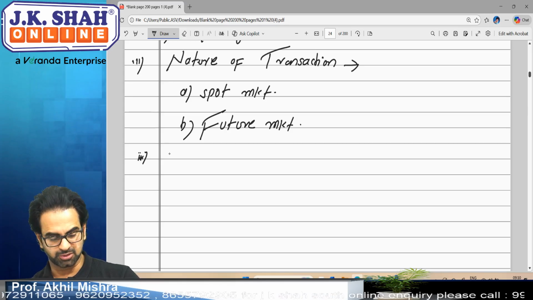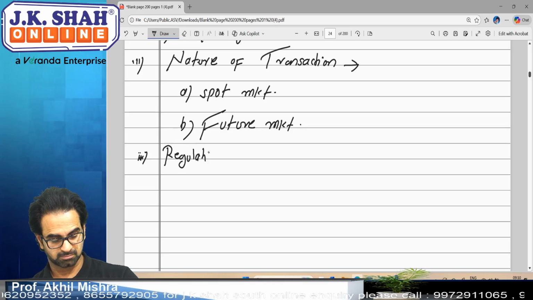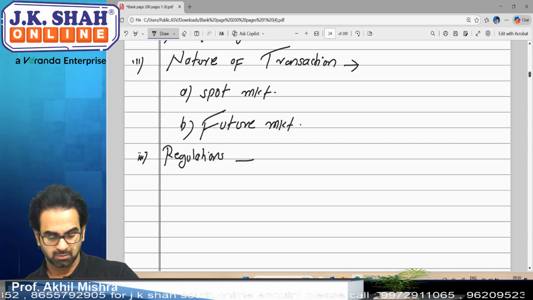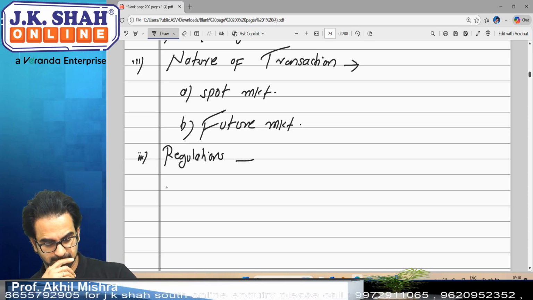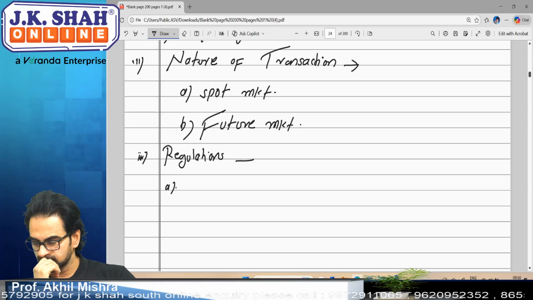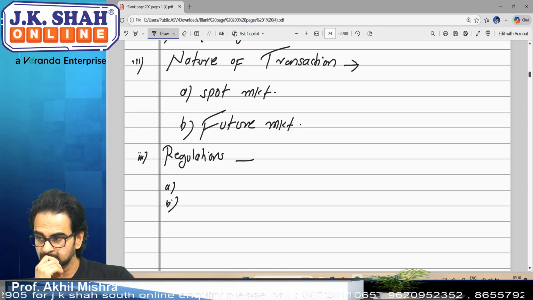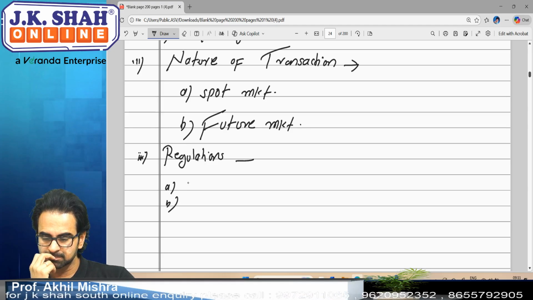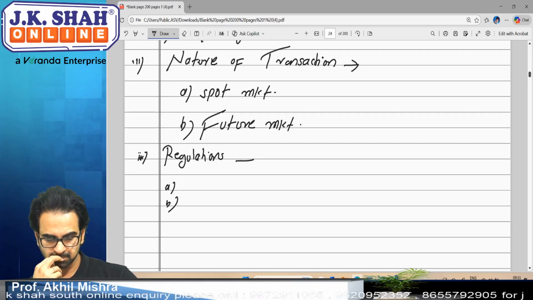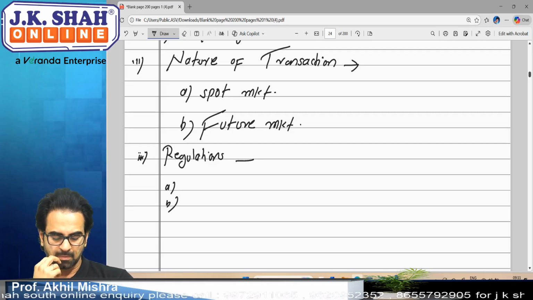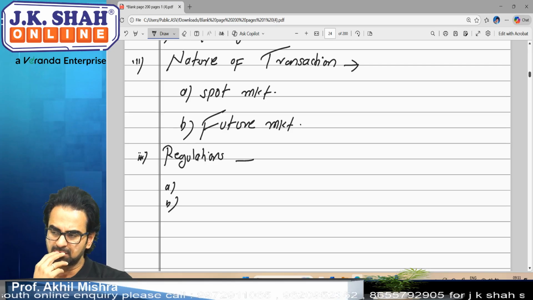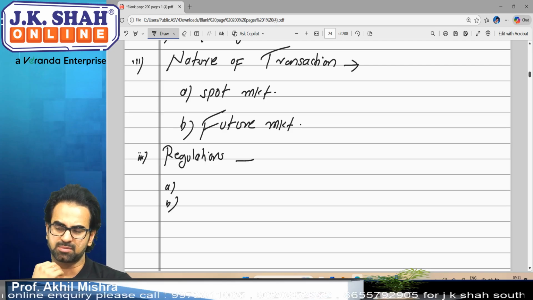This is the third. This is the fourth one. It's called regulations, on the basis of regulations. Regulations, there are two types. Example, it can be in any market, but take the example of share market.